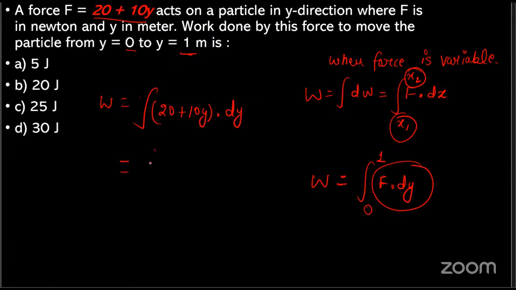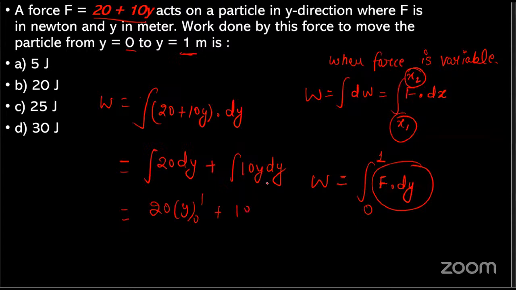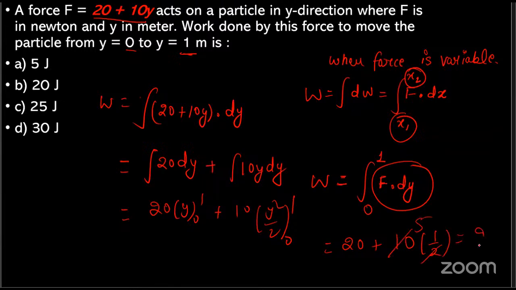Okay, look, so 0 to 1 you can put after the solution of it. So you can distribute the integration, that 20y plus 10y dy. So it is 20y 0 to 1 plus the integration of 10y dy will be y square by 2, and limits are 0 to 1. Okay, so it is 20 plus 10 by 2, 2 5s are 10, so it will be 25 joule. So 25 joule will be the correct option for it.